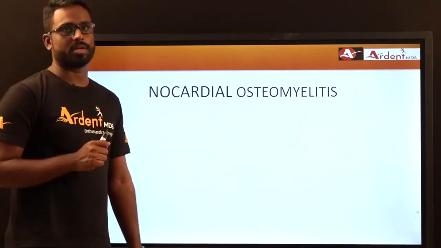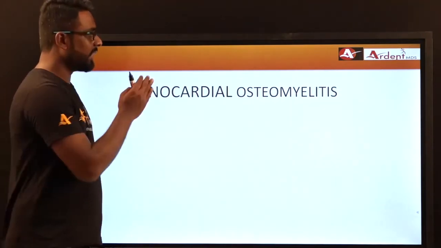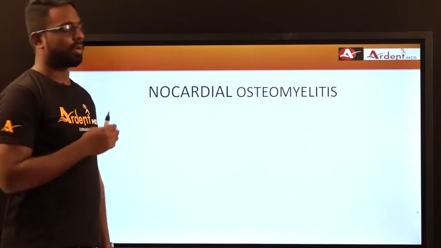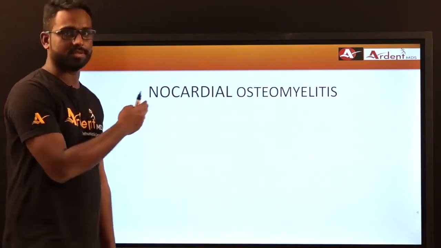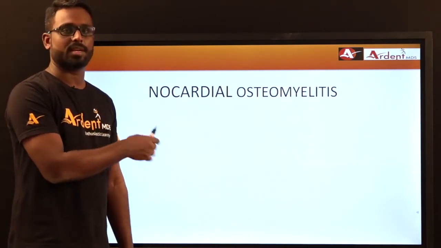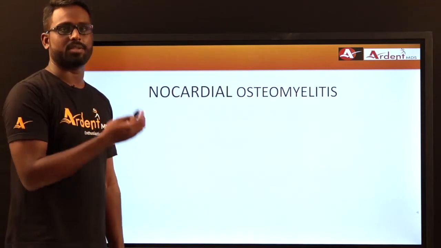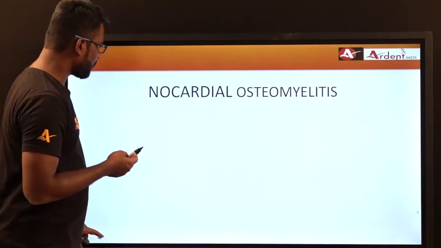So the next organism is Nocardia. We all know Nocardia is almost similar to actinomycosis, and that also causes osteomyelitis, known as Nocardial osteomyelitis. It is not very important to discuss in detail because all the features are similar to what we discussed earlier. The clinical presentation and the investigations are almost similar in all cases of osteomyelitis.